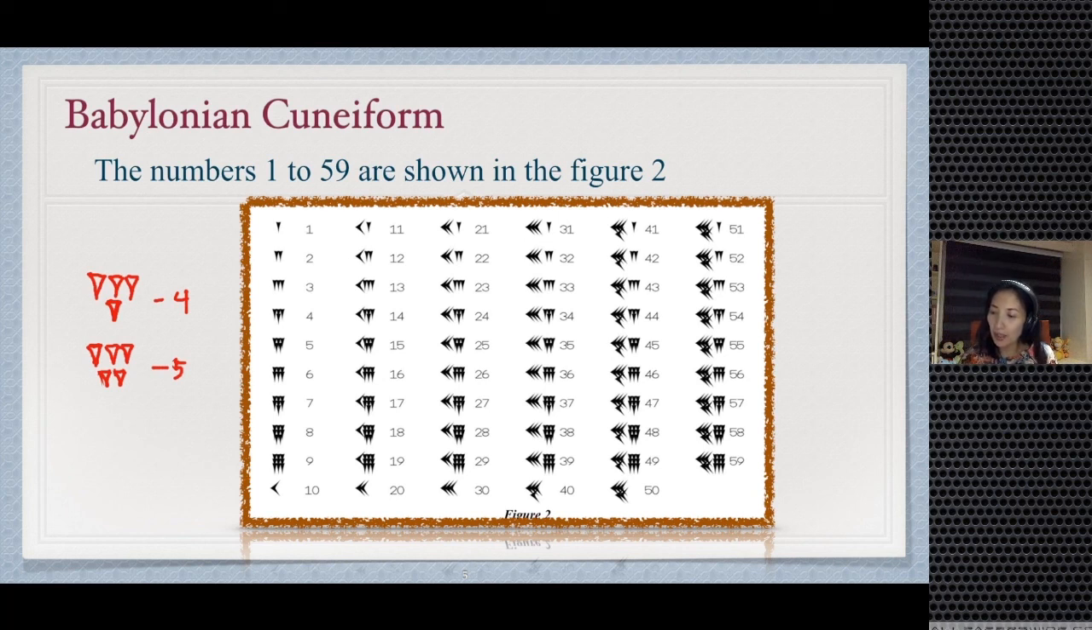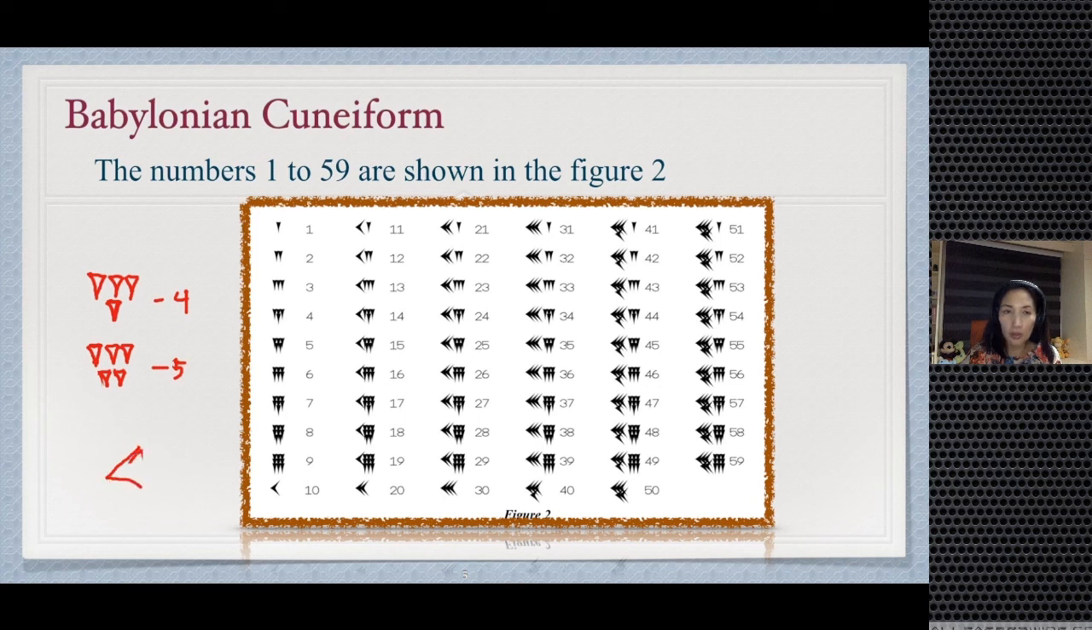Look at your number 6. Number 6 consists of two rows of 3 vertical wedges. 7, 2 rows of 3 vertical wedges and a row with 1. And 8, 2 rows with 3 vertical wedges and the third row having 2. And 9, look at how 9 is written, 3 rows of 3 vertical wedges. Now when we reach 10, then we have to make use of the horizontal wedge. So your 10 looks like this.